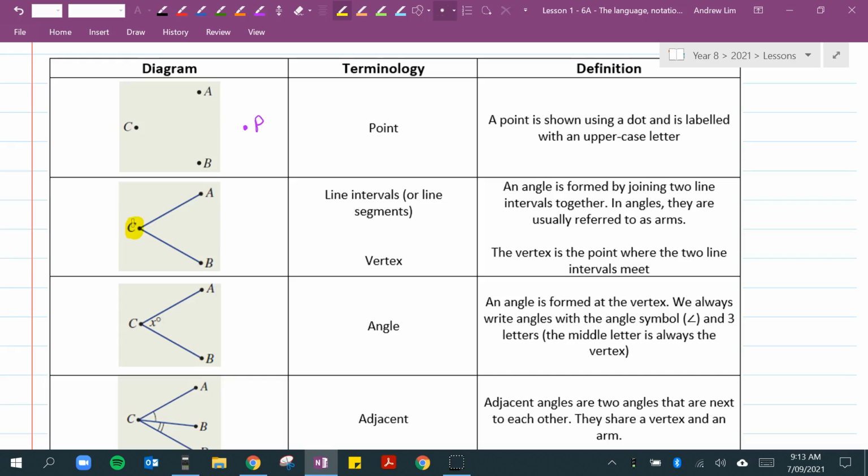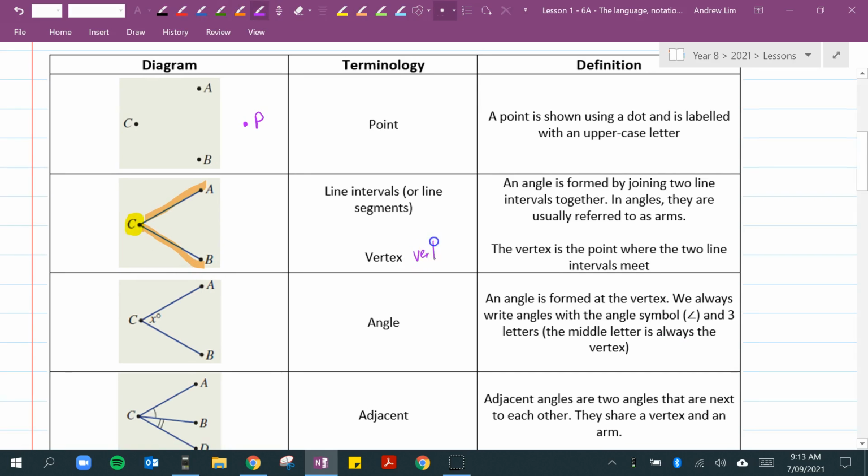Okay, another way of thinking about it is the corner. Corner, not the edge. We can think of the edges as the line intervals or the arms, and the corner is the vertex. The plural for vertex is vertices. That's the plural. So if we have a square, there are 4 vertices. 4 corners, 4 vertices.